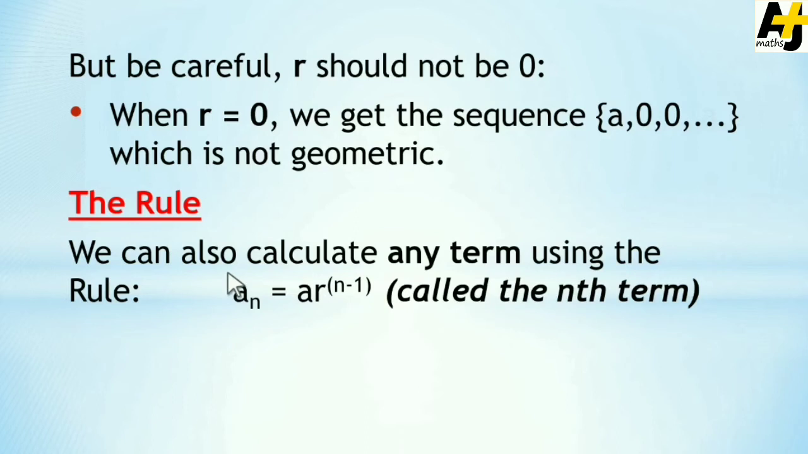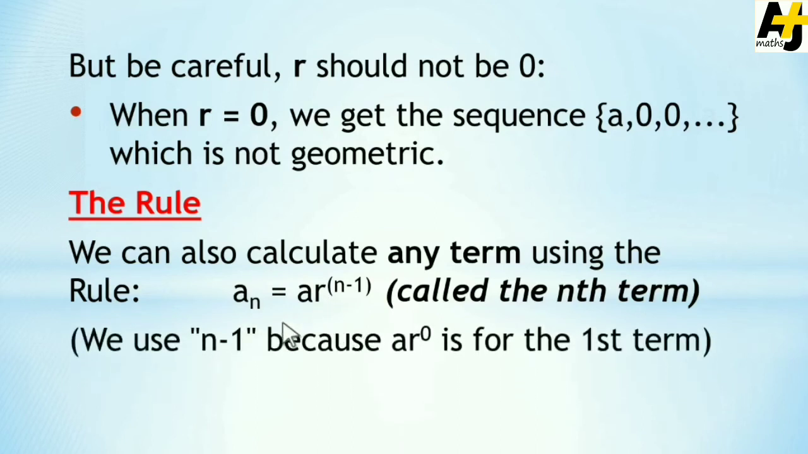Here A_n is the nth term. A is the first term, R is the common ratio, and N is the number of terms. We use N minus 1 because A R^0 is for the first term. Why do we take N minus 1? Because the first term, which is A, has no R. So A R^0 is the first term. That's why we take N minus 1.